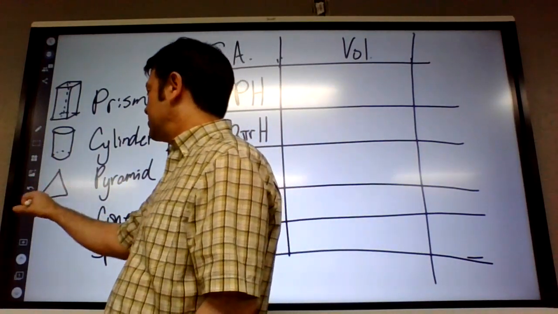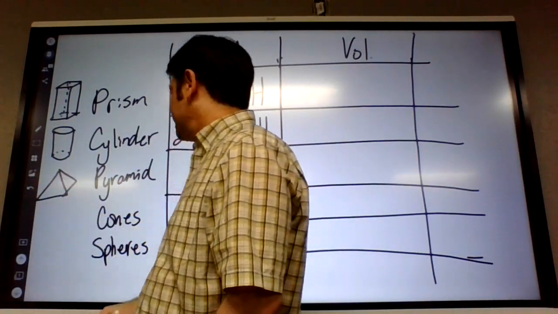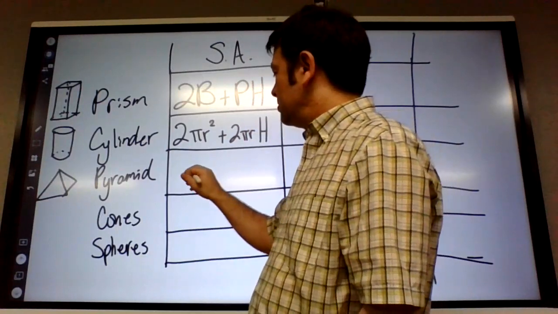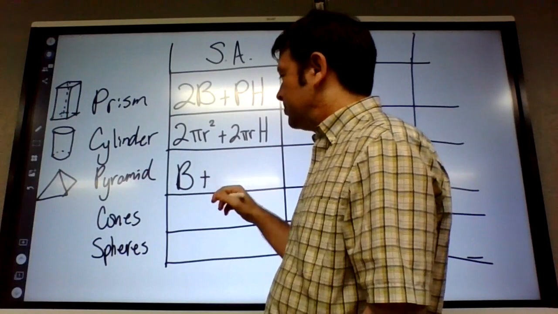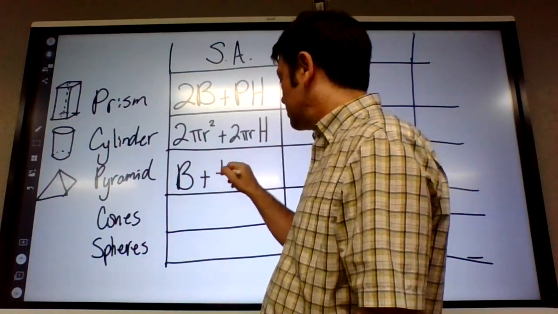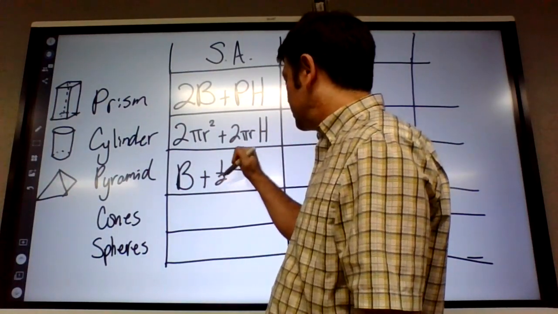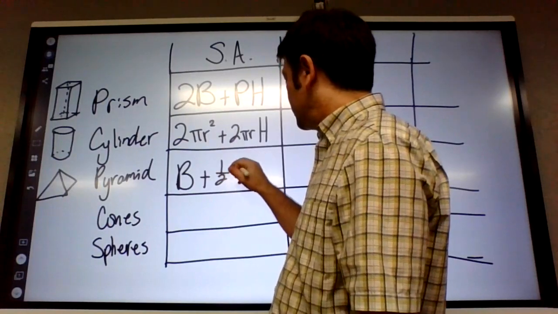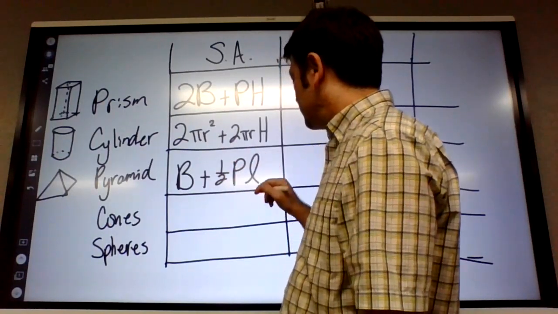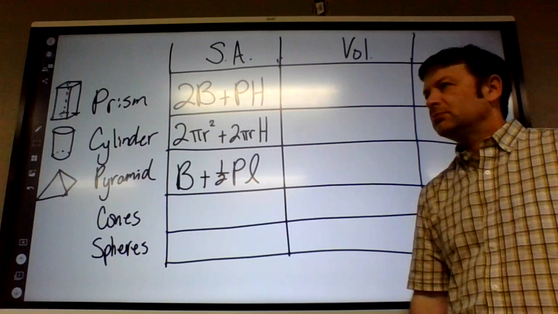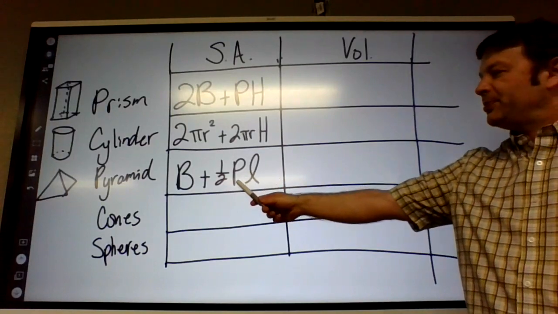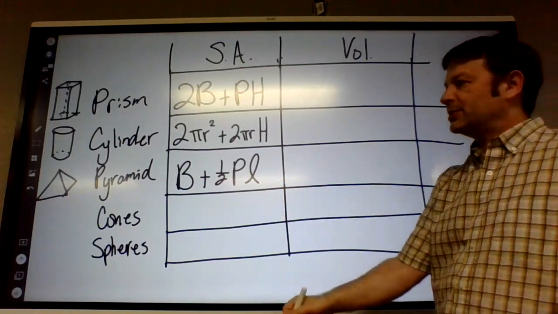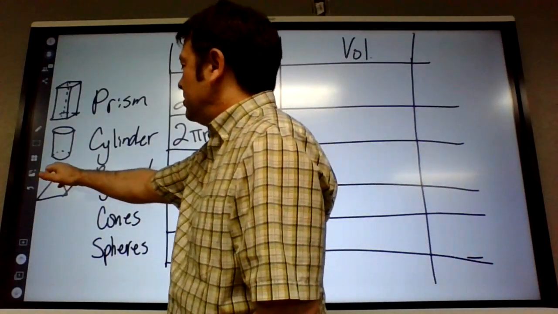Pyramids. Sorry. Pyramids have one base area plus, whoops, plus one half. I started doing the wrong formula. Make sure you're wording it right. Mr. Jordan, what is that? P stands for perimeter. This stands for slant height. What's the slant height? It's like the side, yeah.